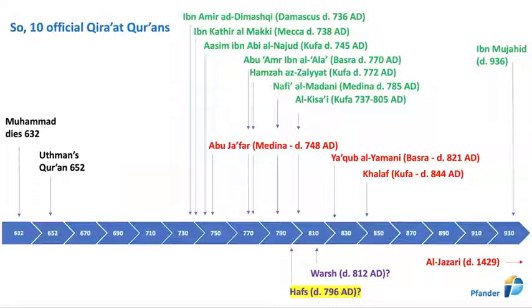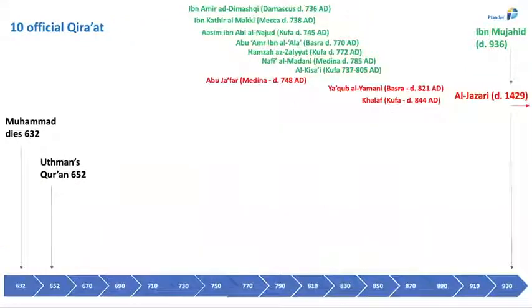Now there are 10 official qira'at, 10 official qira'at Qurans, and Warsh and Hafs are missing from the 10 official qira'at Qurans. So where did they come in? Well, to understand that, you're going to have to look at this timeline. Let's go now.